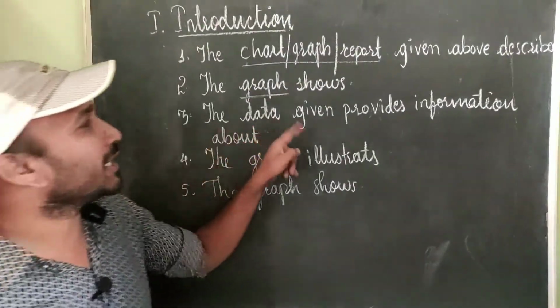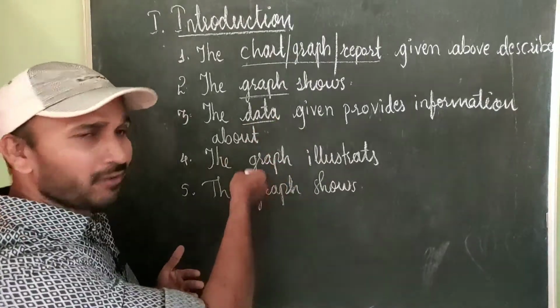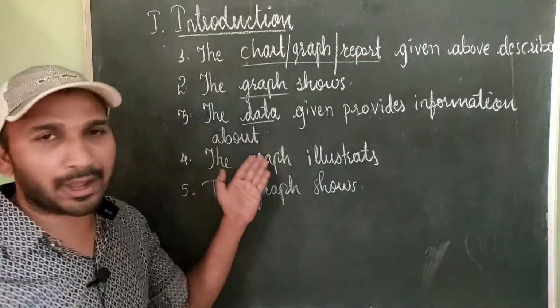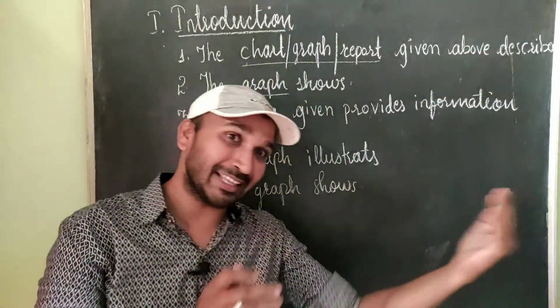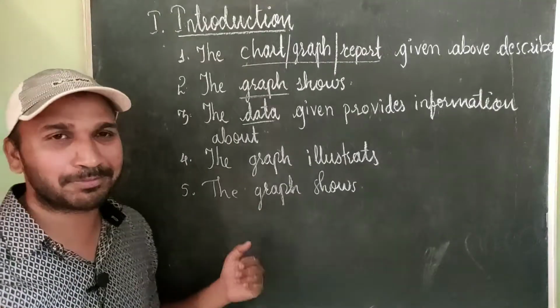Next, if data is given, you can write data, graph, chart, or bar graph. Write "the data given provides information about" and the remaining thing will be in that question. So you must remember these lines by heart.